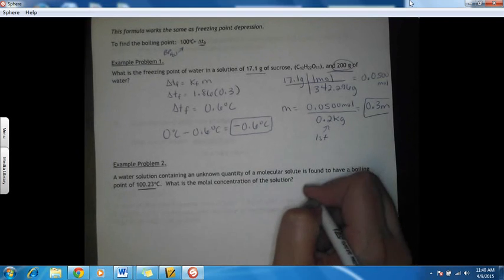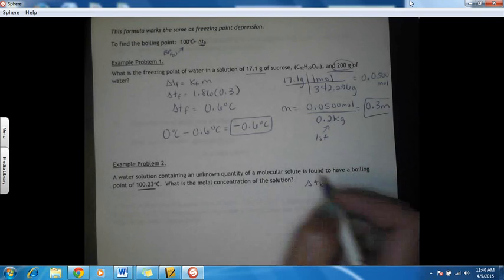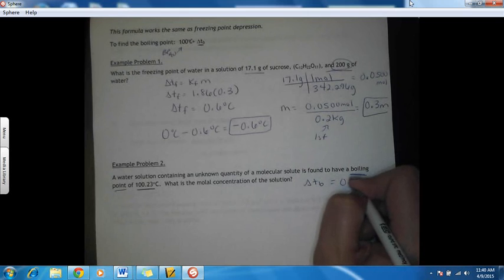Alright, so again, our delta T, in this case B, because we're talking about boiling point, is equal to 0.51, because it is a water solution, times our molality. And they just want us to find the mole concentration. So we're just looking for the molality, which means we must know what delta TB is. So what's the normal boiling point of water? That's 100. So if we take our 100.23 for our solution minus what water usually is, we get a change of 0.23. And that goes in as our delta TB.